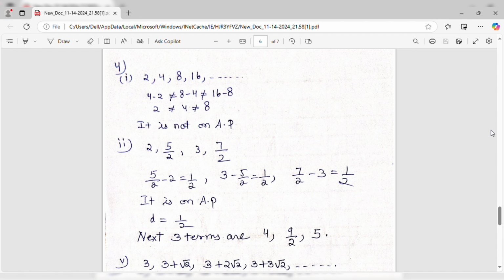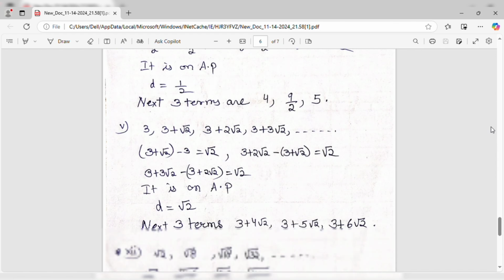In the second part, 2, 5 by 2, 3 and 7 by 2, the difference is the same, which is 1 by 2. So it is an AP. D is 1 by 2 and the next terms we will get by adding 1 by 2 to the upcoming terms, and the next 3 terms would be 4, 9 by 2 and 5.